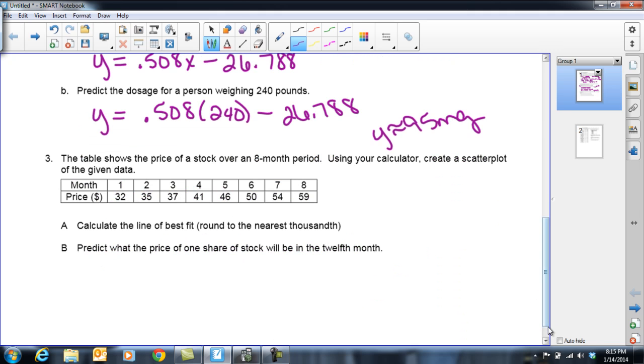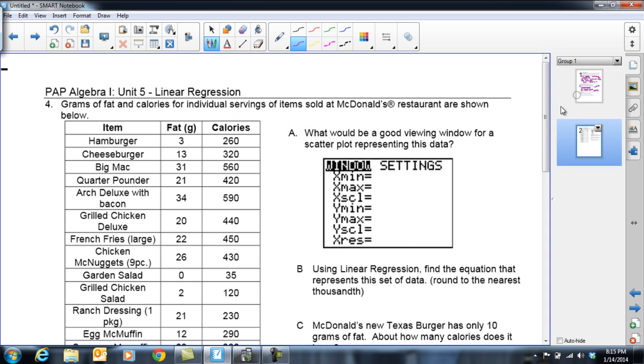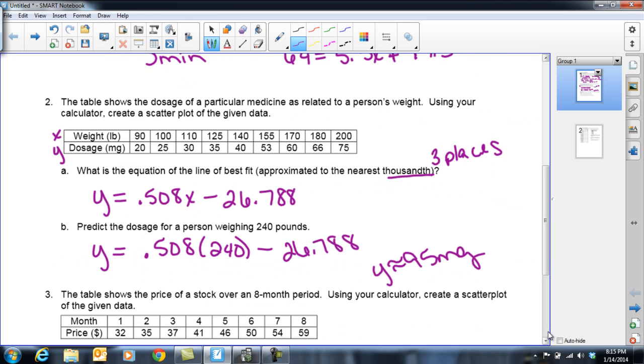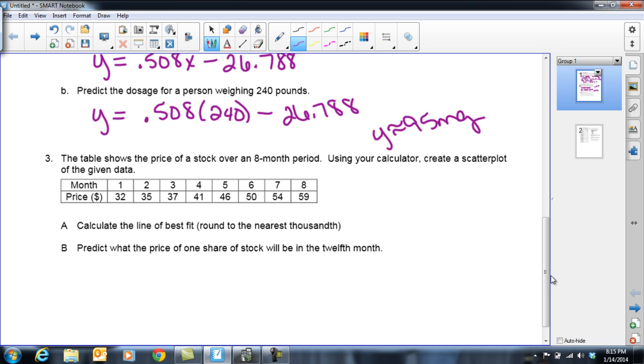So I'm going to leave this to you. You have 2 more problems. You have number 3, and then on this back page back here, you have number 4. I am going to allow you to choose which one you want to do. You either should try number 3 or you should try number 4. I want you to plug in the points into your calculator in your list. Then I want you to find me the equation, and I need you to have an equation.